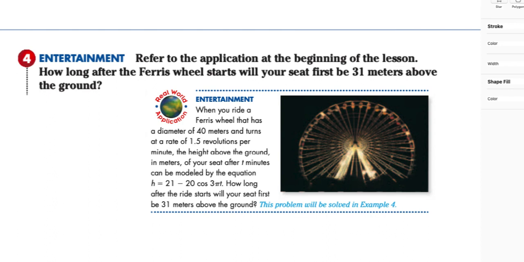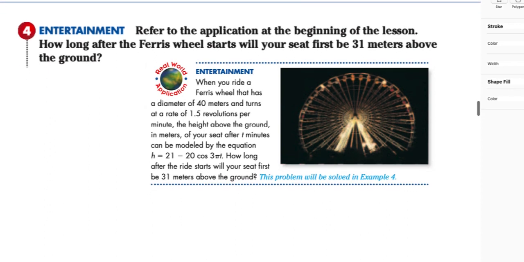So as with many of these problems, they offer us a bit of scientific information, or a bit of physics information, or whichever branch of science we're in. And then we are basically going to apply some of the concepts that we've learned today. So here's what we're going to start off with. Recognize that we're going to use this equation and substitute in 31 for the height, because we want to solve for t. But first let's solve for cosine of 3 pi times t.